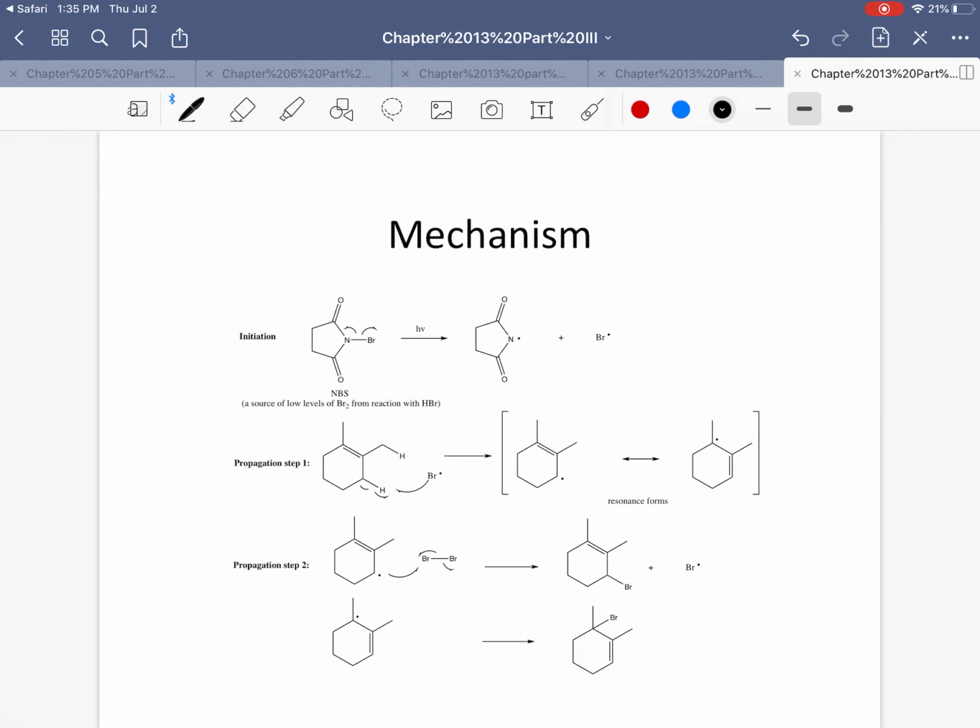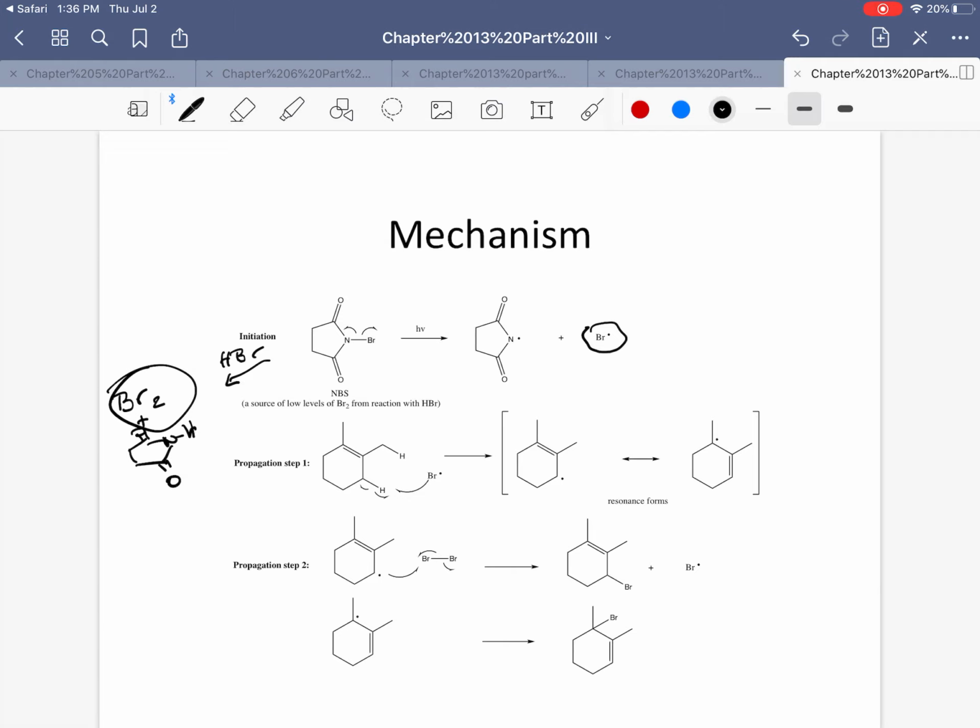And you have to be able to draw the resonance forms because each form can lead to a different product. So the mechanism is really the same as the mechanism we've already gone over, except your initiation step is cleavage of the nitrogen-bromine bond to make a bromine radical. There's another reaction where NBS can react with HBr once you have a little HBr present, and that's going to generate Br2 plus succinimide. So that's where your source of Br2 comes in.